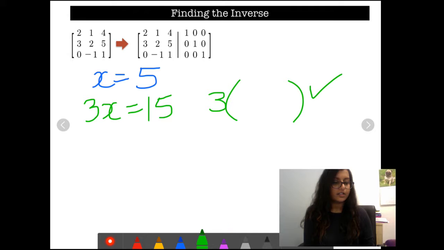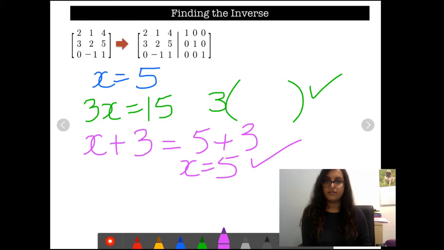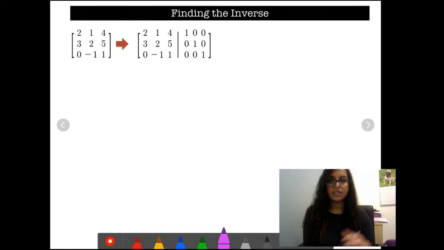Then there is adding. We can also add the same thing to both sides, and that will also preserve the integrity of the equation. Let's say I wanted to add 3 to both sides. Then I'm going to have x plus 3 equals 5 plus 3. And so obviously here we can also see that the answer will still be x equals 5. And so once again, it is preserving the equation. So these are all of the things that we can do when we're trying to find the inverse of a matrix.